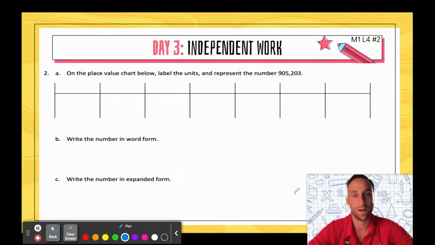Here is our next problem of the day. I see a lot of similarities with this problem here. So it says on the place value chart below, label the units and represent 905,203. All right, so let's get to labeling our place value chart. You should be knowing this by now. Ones, you guys could say this out loud to yourselves.